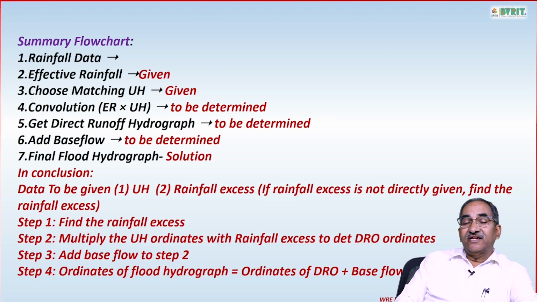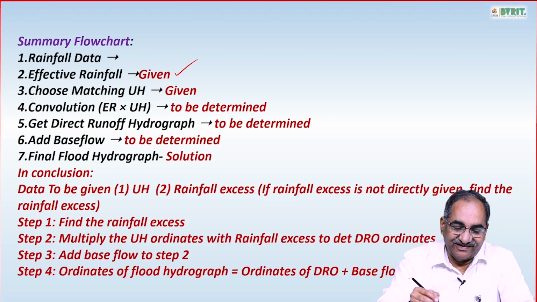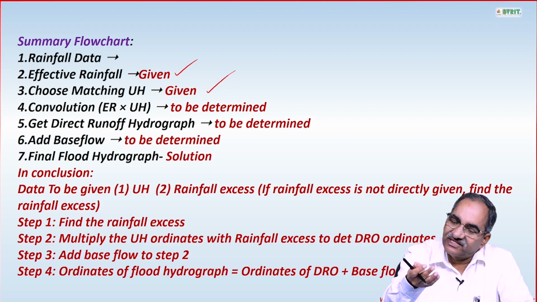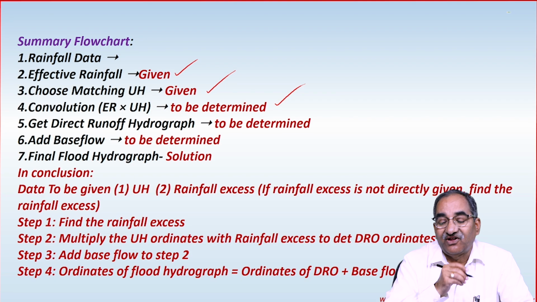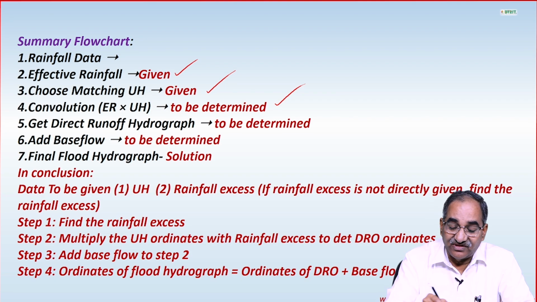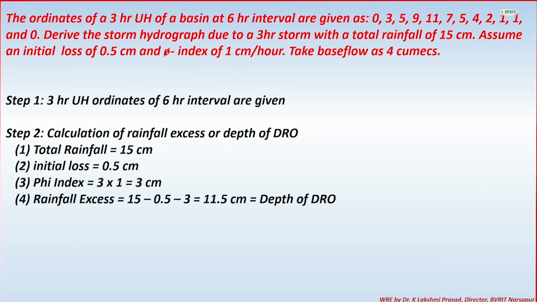Summary, once again: effective rainfall is what they will give you or you need to calculate. Choose the matching UH that will be given to you in the exam. Then with effective rainfall and UH you can determine the direct runoff, then add base flow, and then find the flood hydrograph. So the first step is to find the rainfall excess, then find the DRO. Third is to add base flow. Final is the ordinates of the flood hydrograph. These are the steps you need to follow.